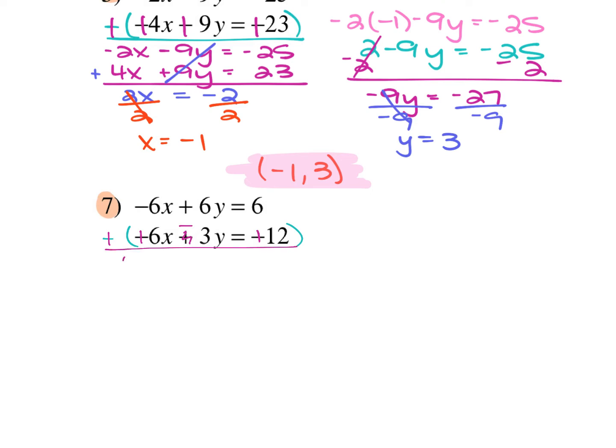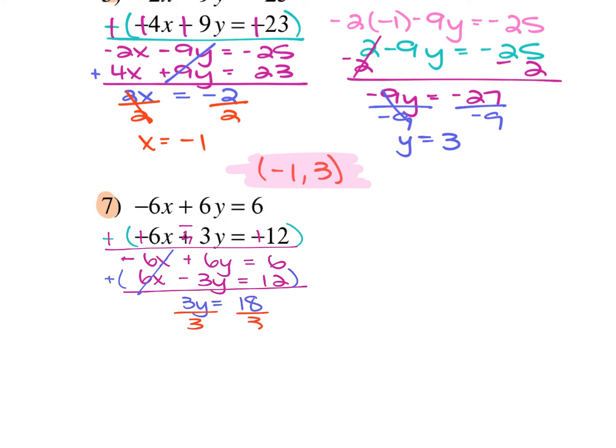So this is going to give us -6x plus 6y is equal to 6, as well as positive 6x minus 3y is equal to positive 12. If we add these two, those 6x's cancel. The 6y minus 3y is 3y, and 6 plus 12 is 18. We divide each side by the 3, and we get that y is 6.